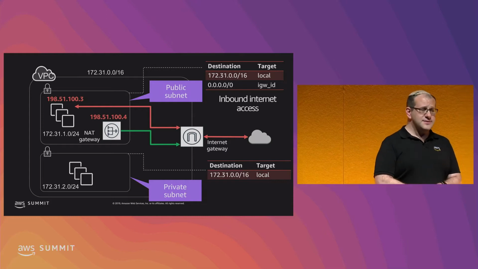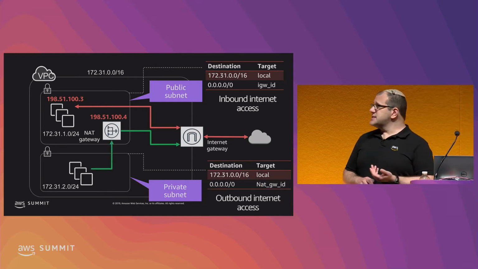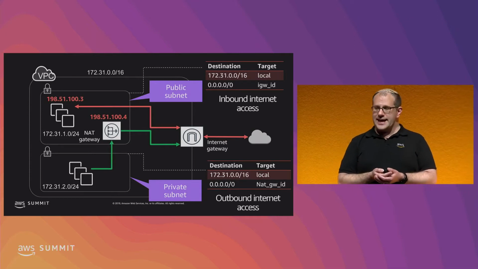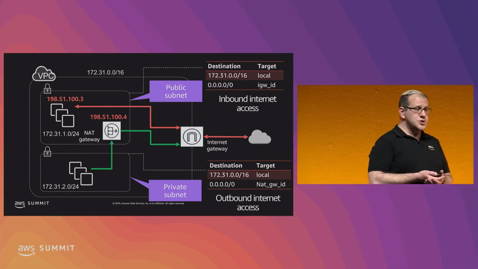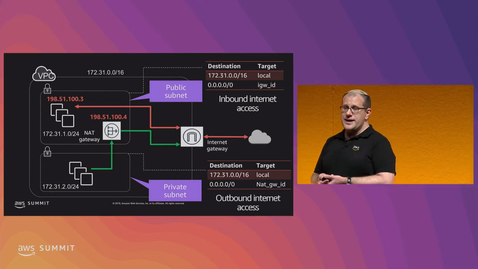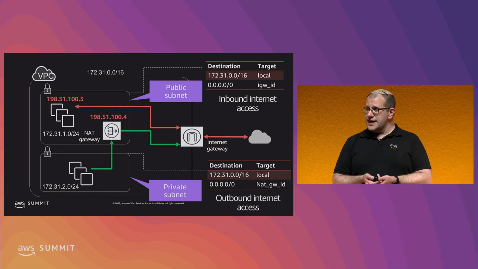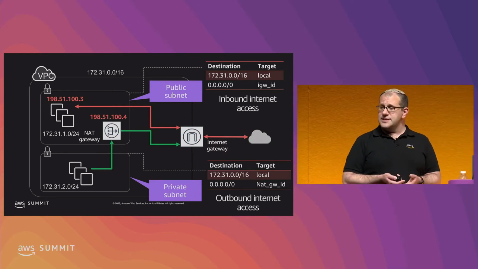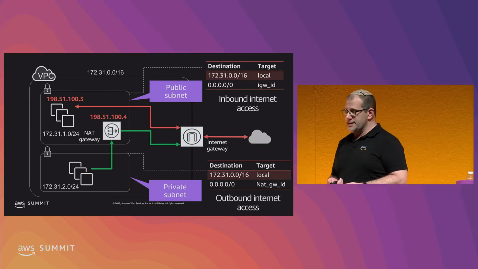And in this case, I add a default route, 0.0.0.0/0, but I point it towards my NAT gateway. I don't point it towards my internet gateway. This creates something called outbound internet access. Systems, hosts, instances can get out to the internet, but the internet can only respond to requests.